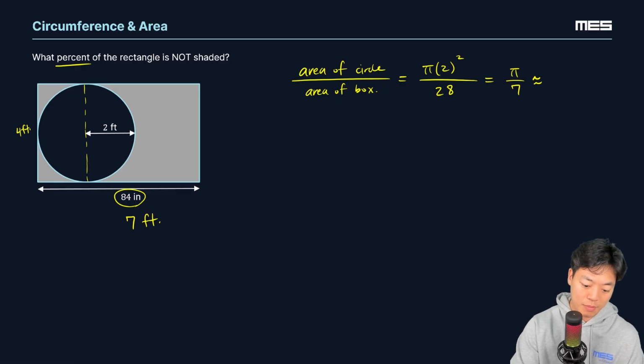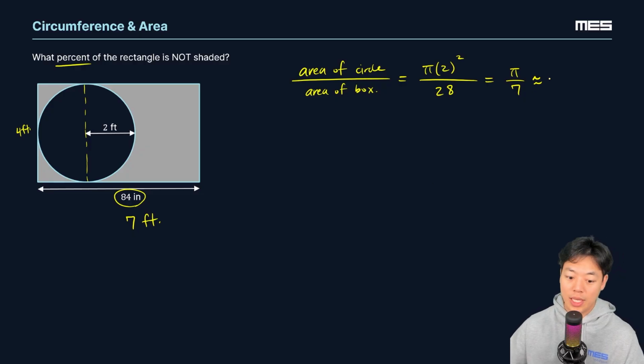Pi divided by 7 gives us approximately 45%. So we get 0.4488, and depending on what the question asks you for, usually it's to the nearest tenth or to the nearest whole percent. I would say 45% would be a sufficient answer here.